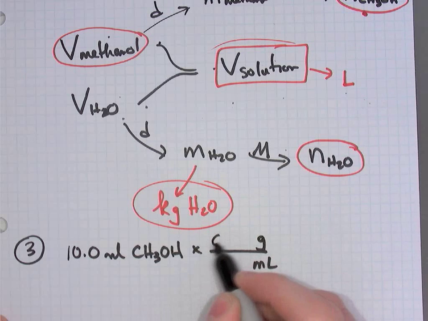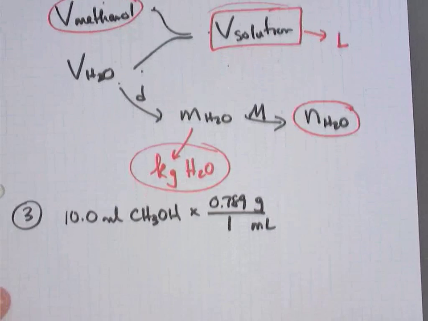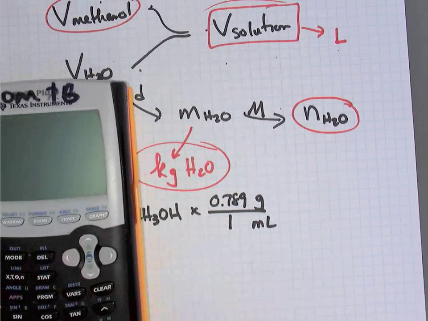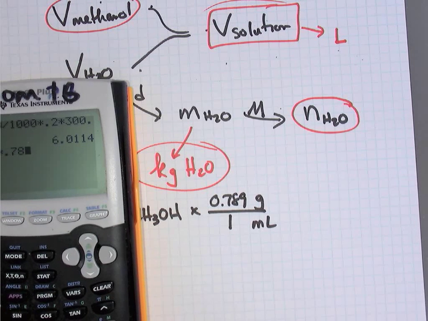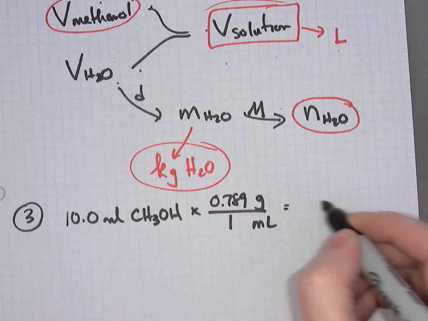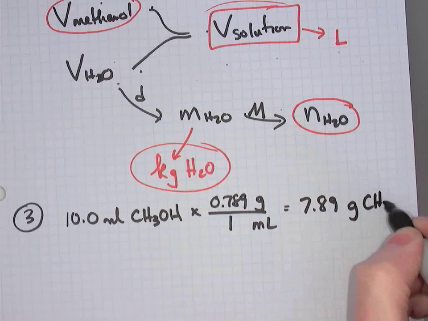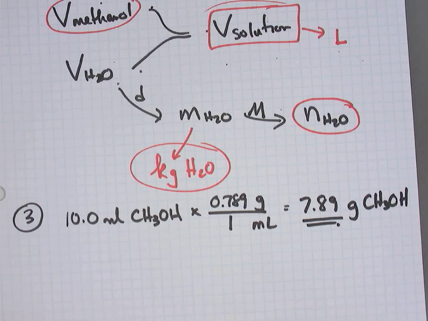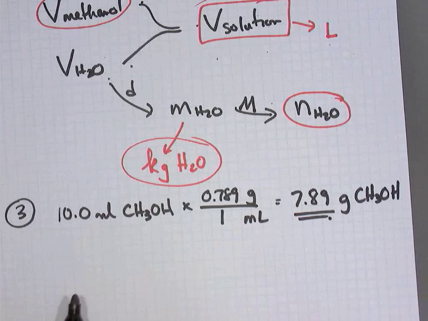There was 0.789 grams per milliliter. There's the density of the methanol. So we have 10 times 0.789. Now, of course, you could do that in your head just by moving the decimal. And so we get 7.89 grams of methanol. That's the right number of significant digits, 3 digits, because there were 3 digits in our calculations.